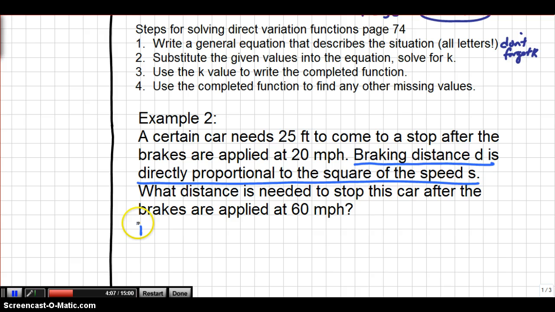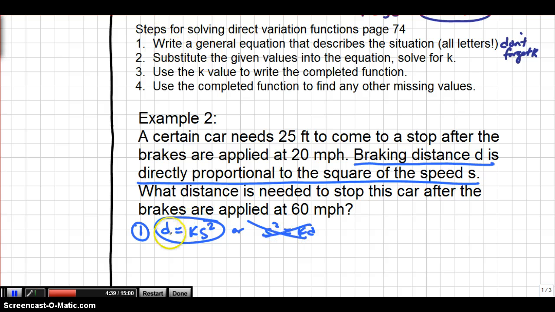So I've got basically 2 options there for step number 1. I'm either going to say D equals KS squared, or S squared equals KD. The S has to be squared because it says the square of the speed within the problem itself. And then I need to figure out if the speed determines the braking distance or if the distance determines the speed. I think you can just tell by looking here that you wouldn't want to solve for S squared. Typically you'd want to solve for D, and the speed does determine the distance. So this is the equation that we're looking for.